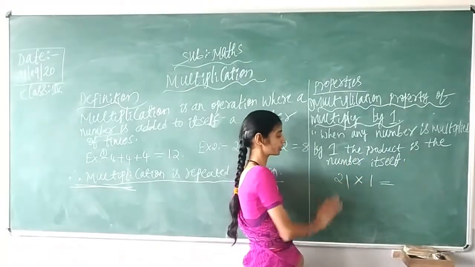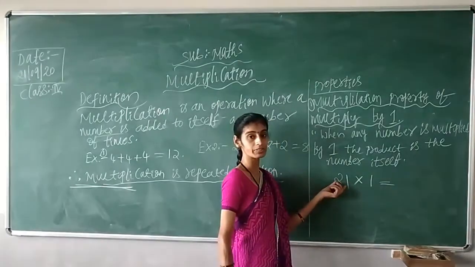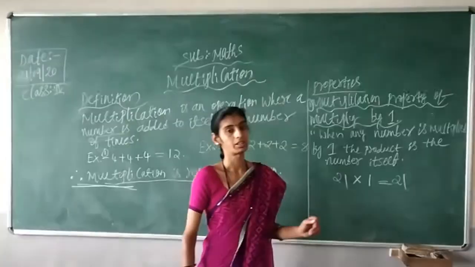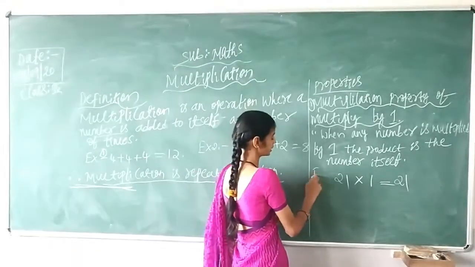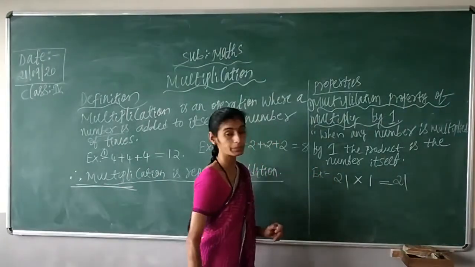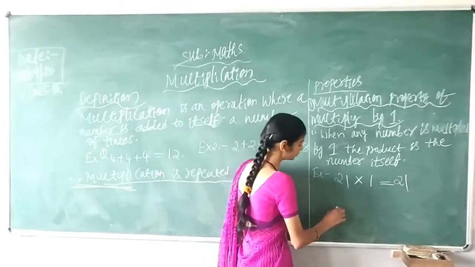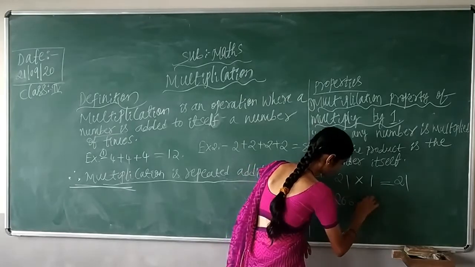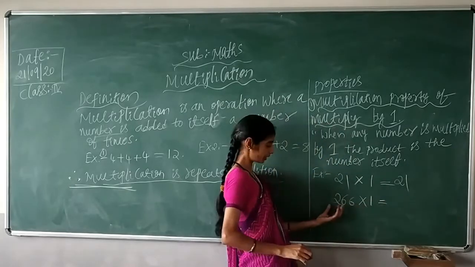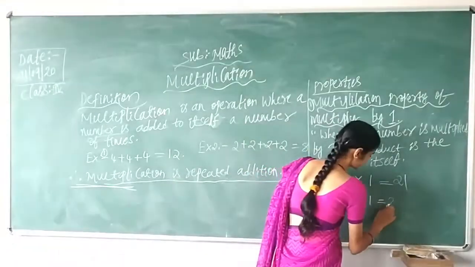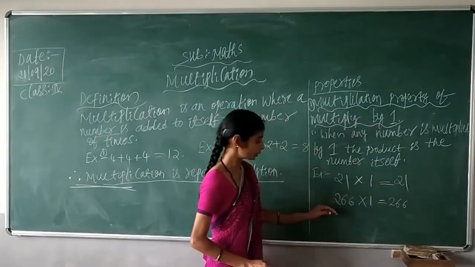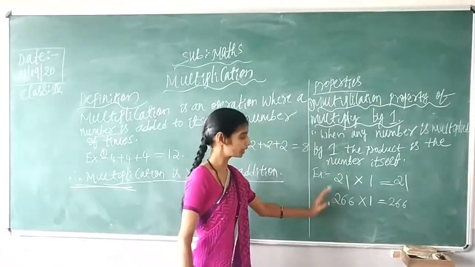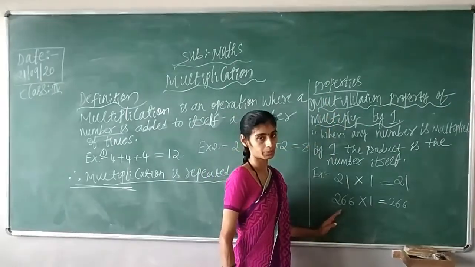So from these two, which is the given number? 21. So your answer will be 21 itself. Like this example, you can take a second example, your own example: 266 into 1. Again your result will be the number itself, that is 266. You all know 266 ones are 266. So this is all about the first property.